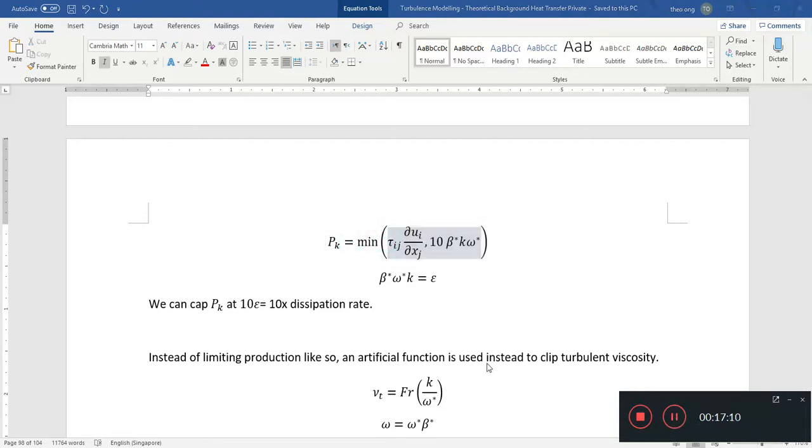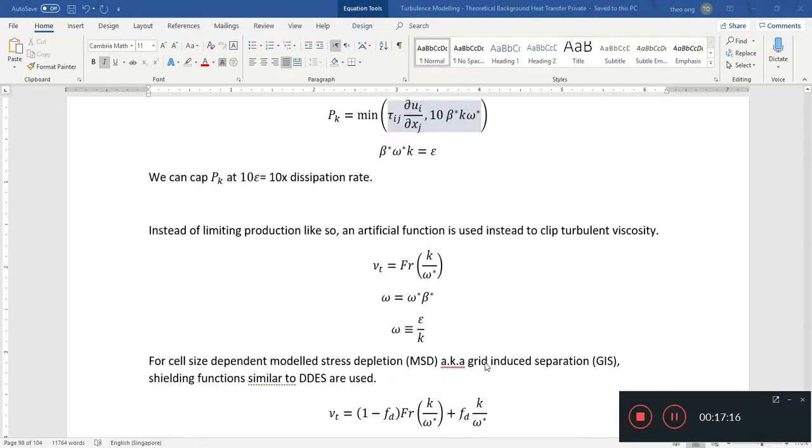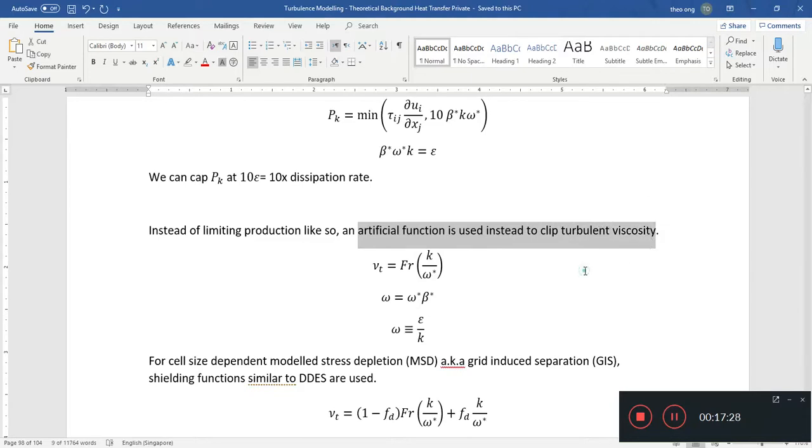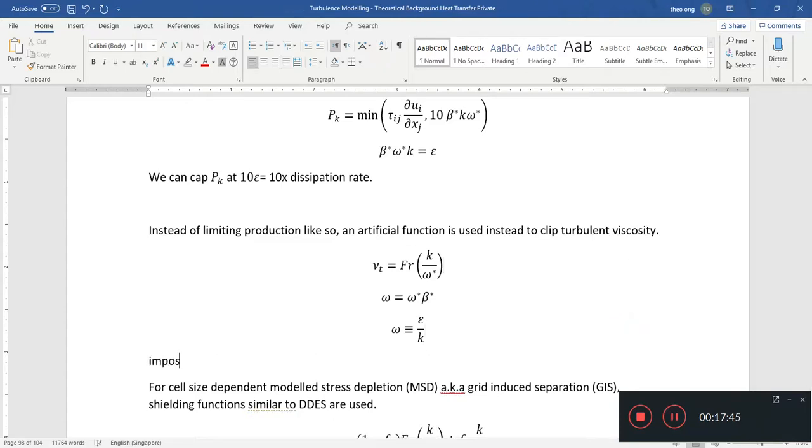Now that you've taken off this production term cap, how do you then control excessive production of turbulence? Instead of limiting production like this, an artificial function is used to clip the turbulent viscosity. What do I mean by that? It means I want to impose an artificial maximum on nu_t.